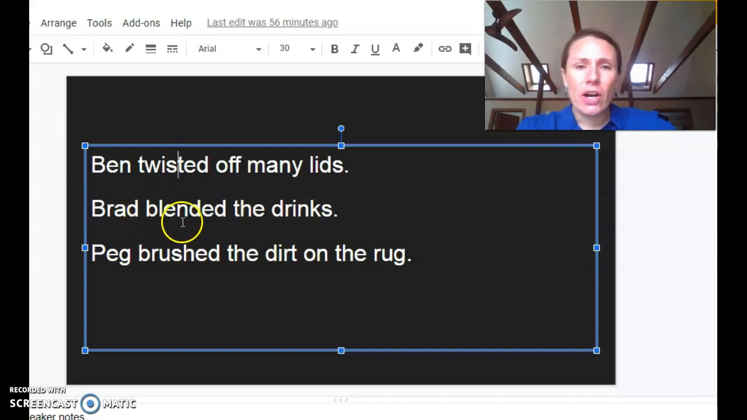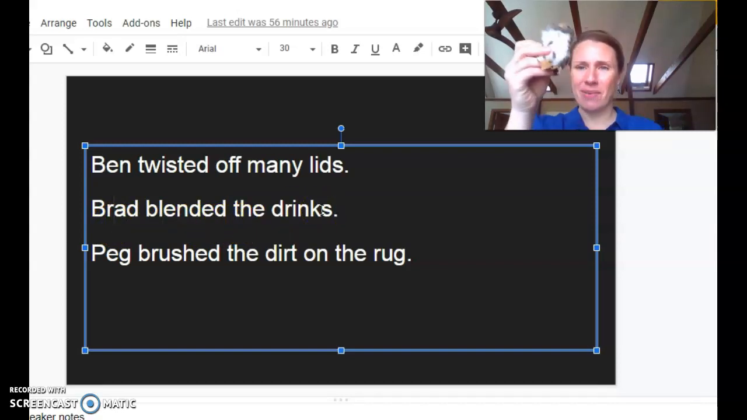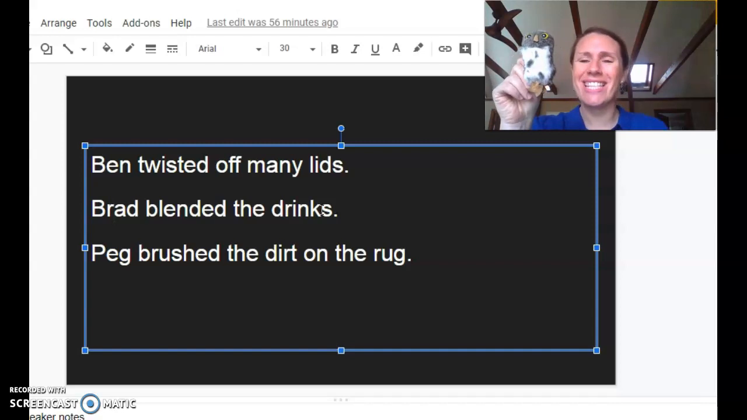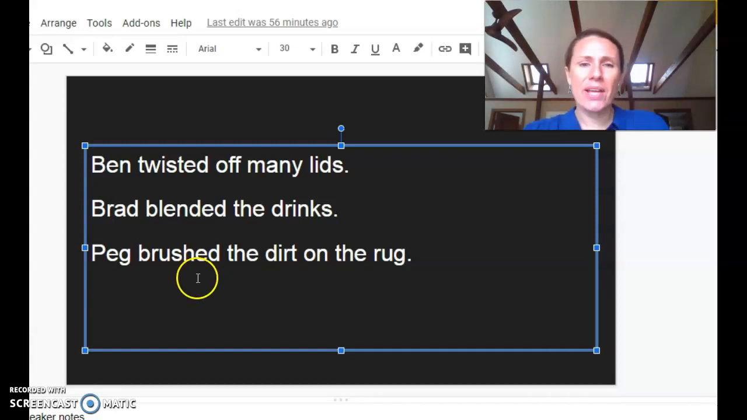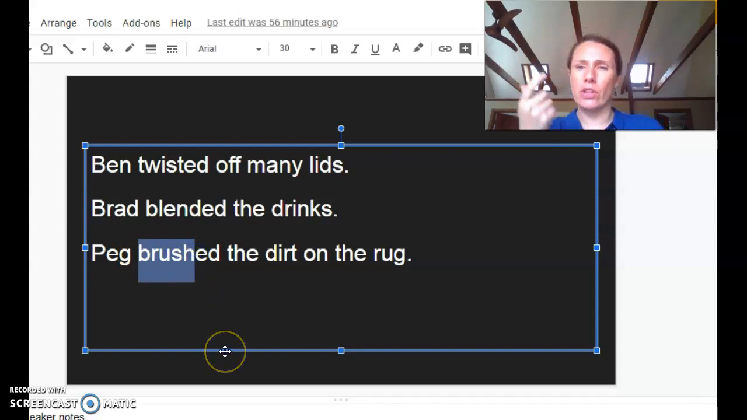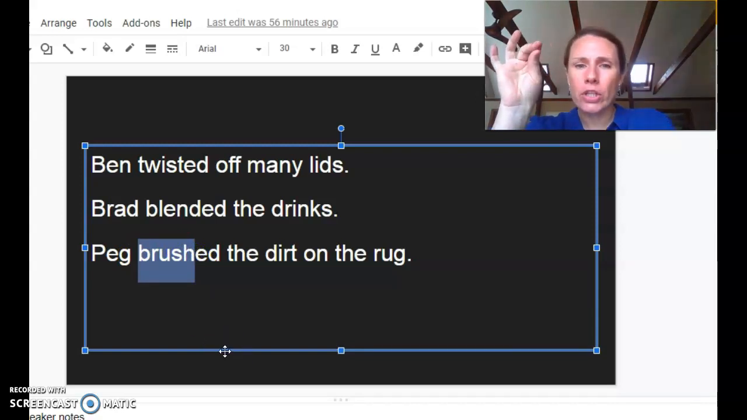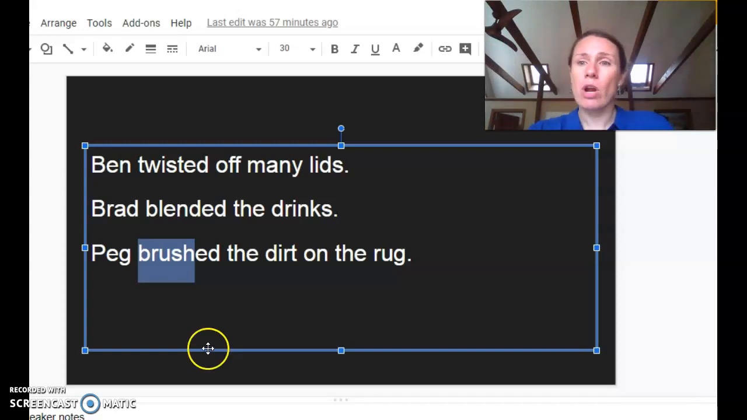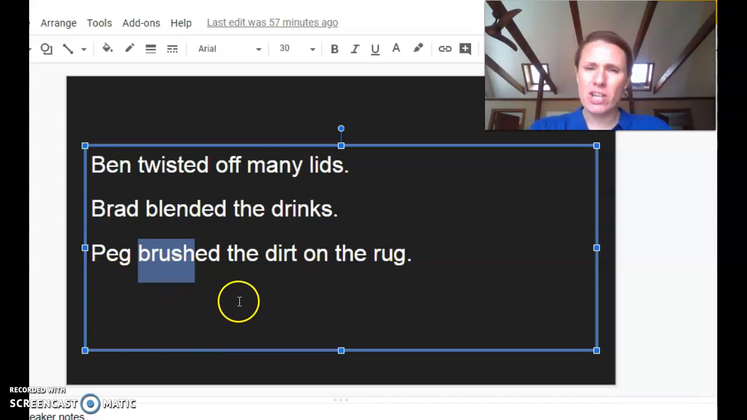Okay, what is our word with the suffix ed in this one? Here it is. Blend. Blended. Brad blended the drinks. Repeat after me. Brad blended the drinks. Okay, and what word has our ed ending here? Here it is. Let's tap out the base word. Brush, brushed. Peg brushed the dirt on the rug. Peg brushed the dirt on the rug. Repeat it back.